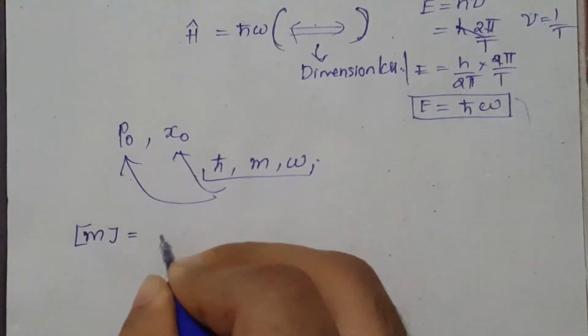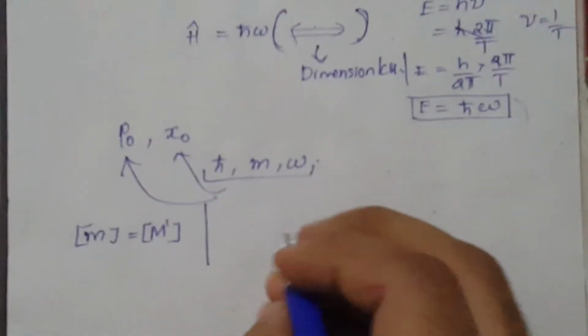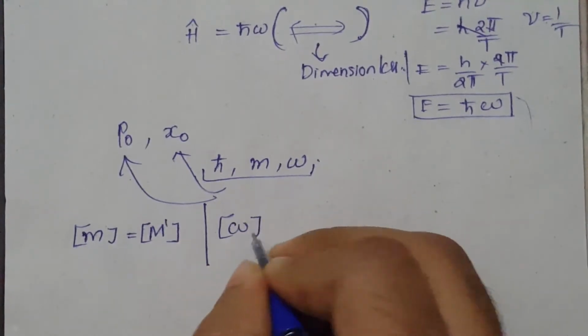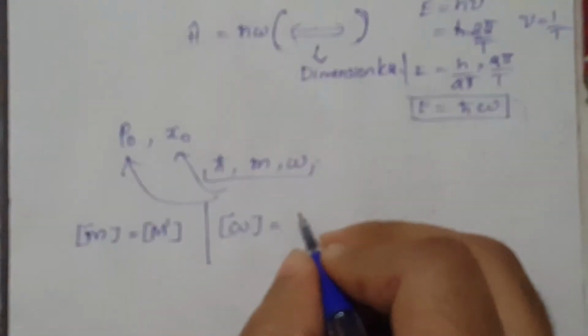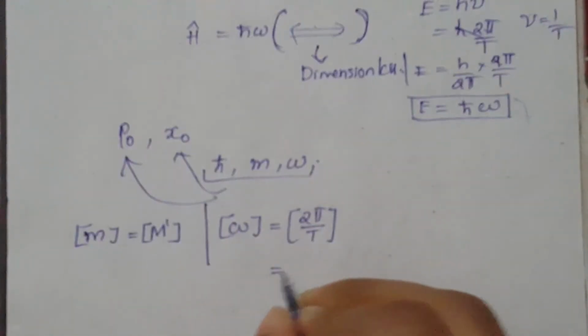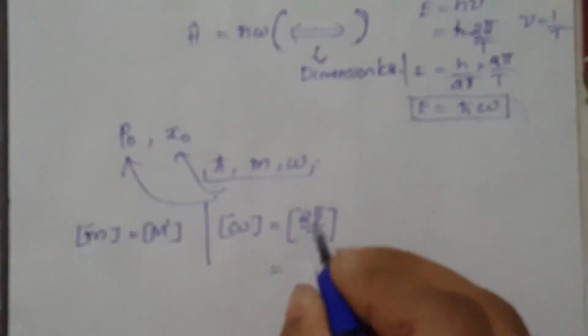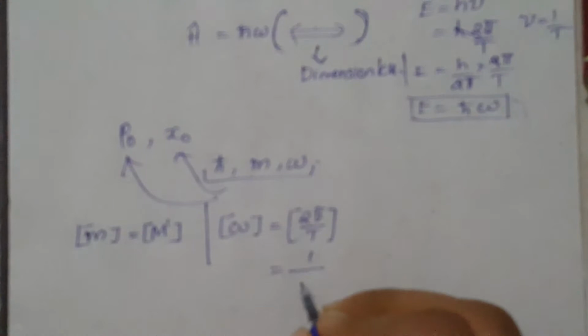What is the dimension of mass? It is just M, or M raised to 1. Now what is the dimension of omega? Omega is 2 pi by T. So the dimension of 2 pi by T: 2 pi is an angle, so it is dimensionless, a constant or number. Its dimension is just 1 by the dimension of T. This is the time period, and time period is time, so we use the symbol T itself. So for omega we have T raised to minus 1.